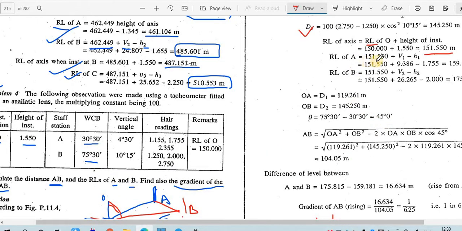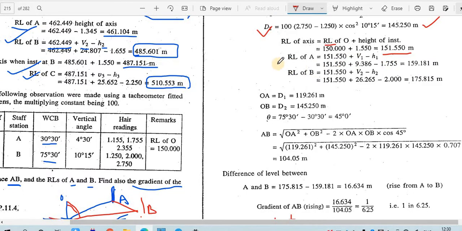So RL of A is the RL of instrument axis, which is coming out to be 151.550, plus V1 minus H1, that will give you the RL of your point A. Okay, and similarly, RL of B will be the RL of instrument axis plus V2 minus H2, because both the angles are in elevation. So we need to add the vertical height and subtract the central hair reading. Okay, H1 and H2 are the central hair readings. In this way, we have calculated the RL of A and RL of B.